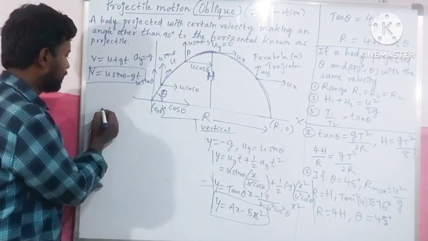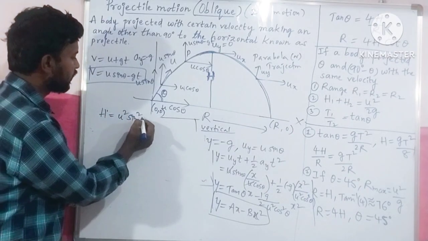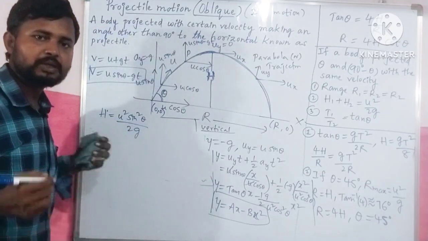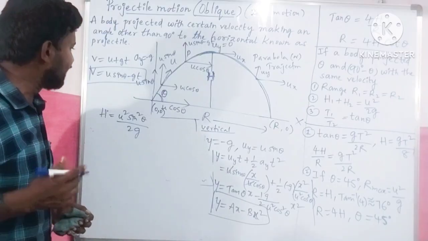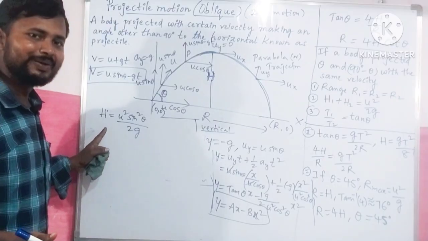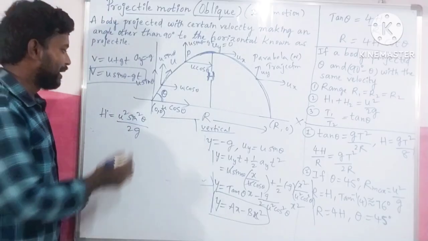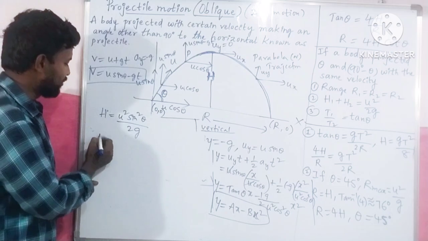So here maximum height equals u square sin square theta by 2g. So the maximum height reached by the body equals u square sin square theta by 2g. Okay, now by this formula you can calculate the maximum height. Next, time of flight.